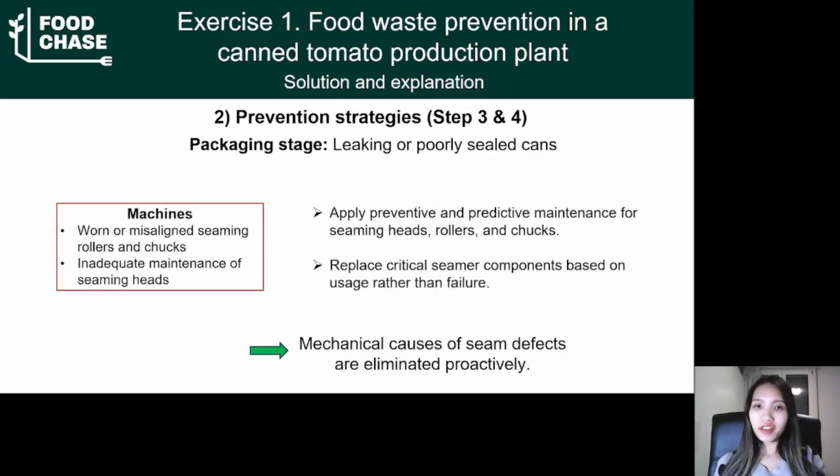For the machine category, we can apply preventive and predictive maintenance for the seam head, roller, and chuck. In this way, we can avoid unexpected downtime and errors like leaking or poorly sealed cans, as we are analyzing. We can replace critical seam components based on usage rather than failure. So the maintenance should be done before a failure occurs. With this solution, mechanical causes of seam defects are eliminated proactively.